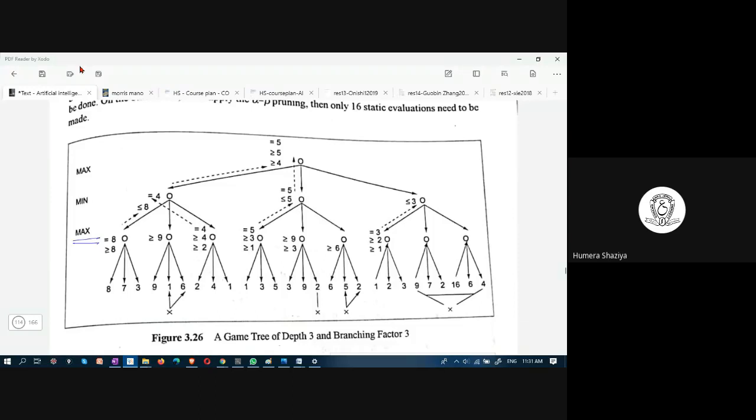Here, first 1, greater or equal to 1, that is the lower bound. After exploring 3, it finds that 3 is greater than 1. So, next value can be greater or equal to 3. Finally, it is 5. 5 is greater or equal to 3, so it has chosen 5 for this node.